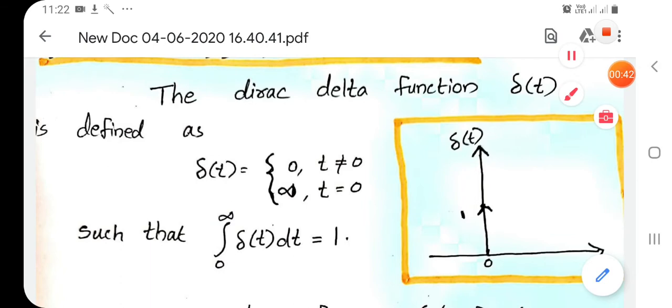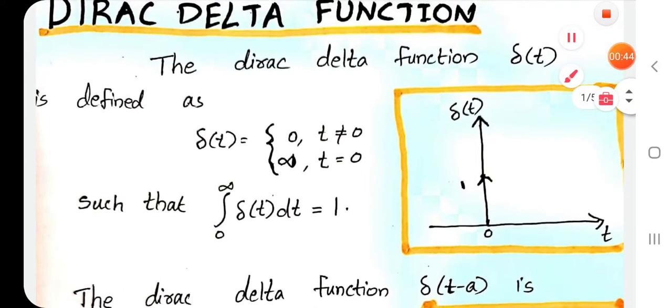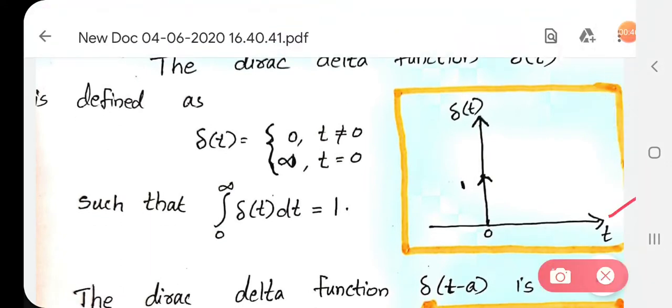The graph of the Dirac delta function is, with t representing the x-axis and delta t representing the y-axis, and the function has infinity at t equal to 0.